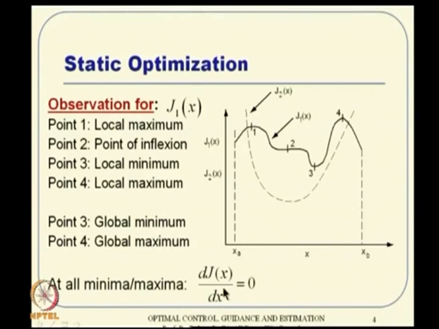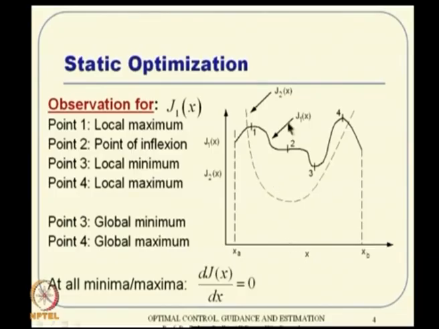Now, that gives us a clue that when you talk about optimization, obviously the first derivative should happen to be 0. That is our intuitive guess. Now, does it really happen? So, let us talk about that.